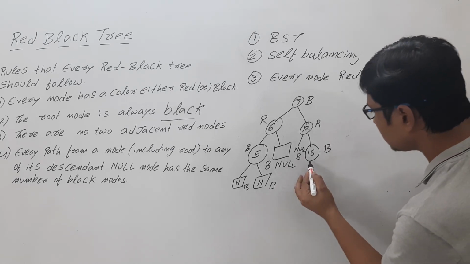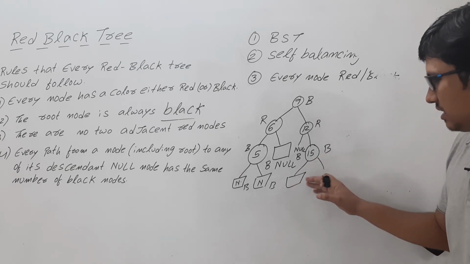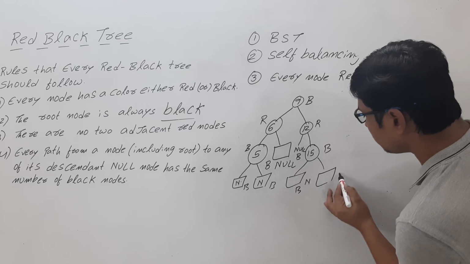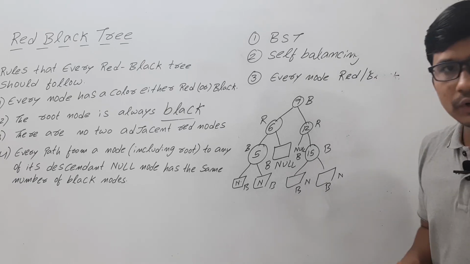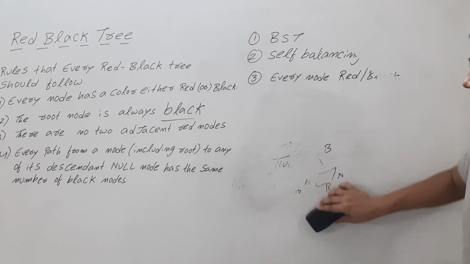So even let's take this one. It does not have a left child and right child. So we can consider them as null nodes with the color black. Are you able to understand it or not? Now let me discuss this fourth point with an example.